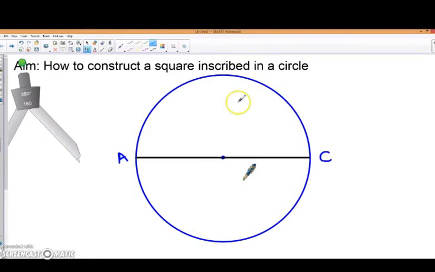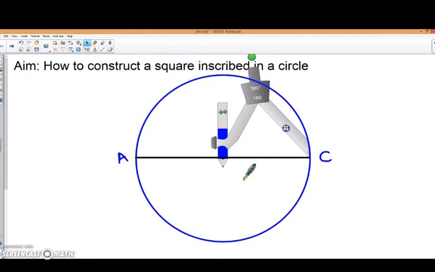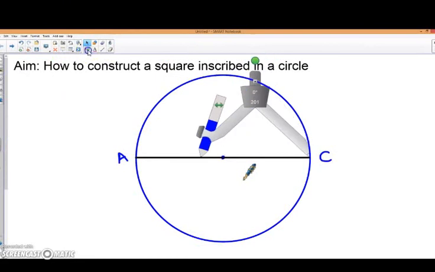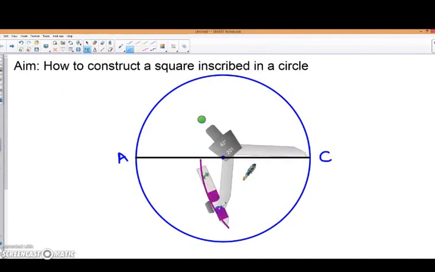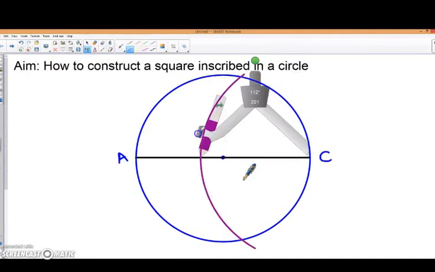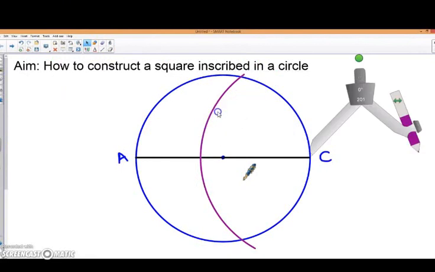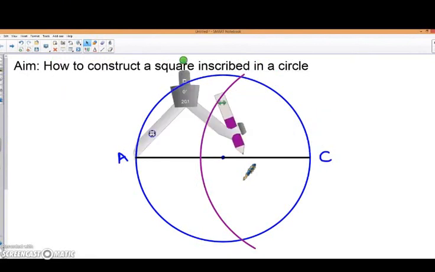Now, in order to find the other 2 points, I am going to find the perpendicular bisector of the diameter. So to do that, I'm going to stretch it a little more than halfway, create an arc, flip it the other way, and create another arc.